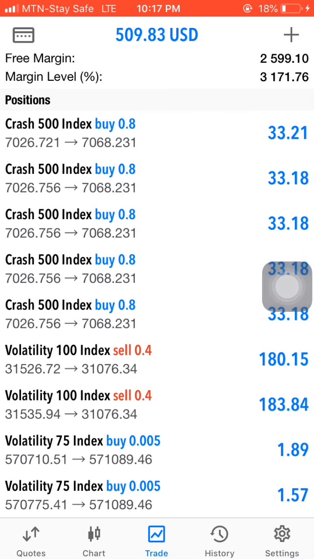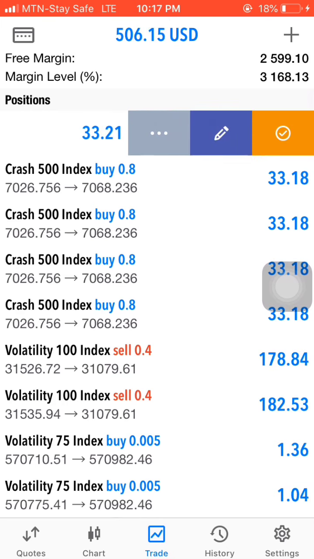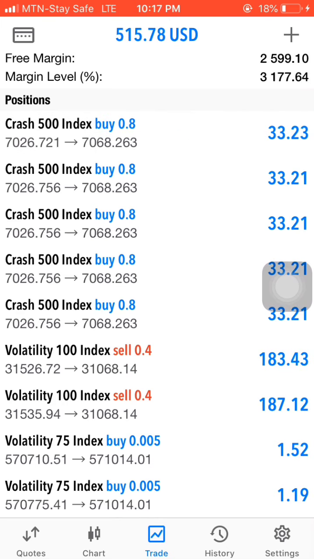So guys, this thing works effectively. You can use it on any pair. You can use it to trade currencies too. You can use it to trade stocks, any commodity.